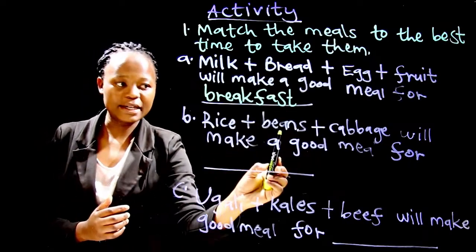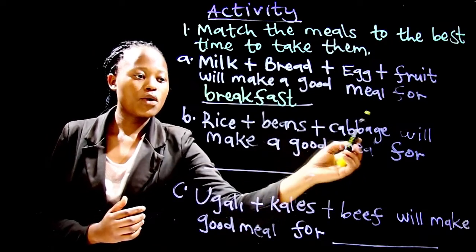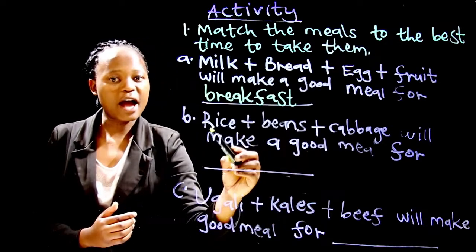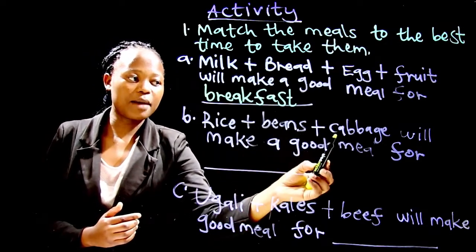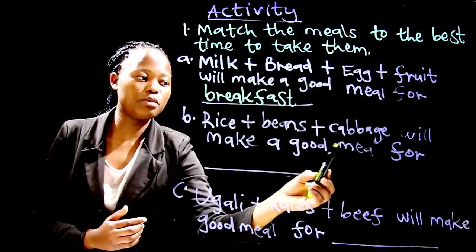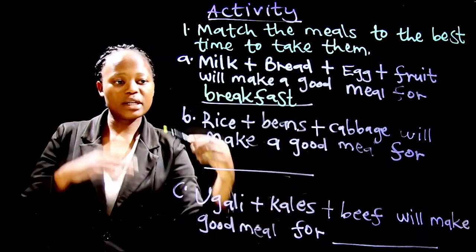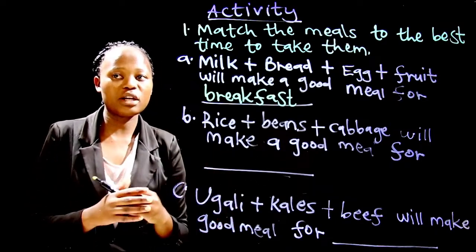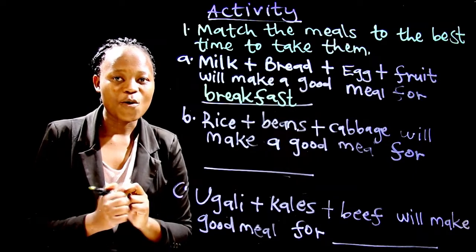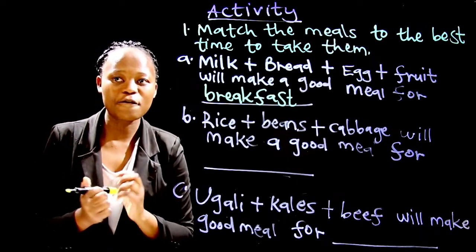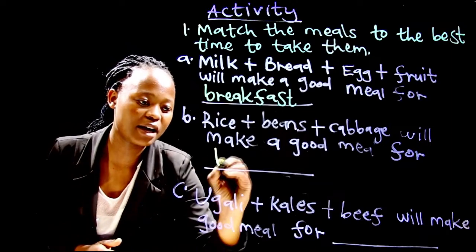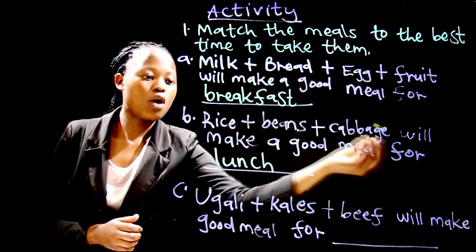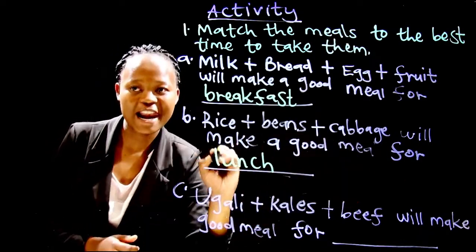Rice plus beans plus cabbage will make a good meal for dash. So when we take rice, beans and cabbage, it will be a good meal for? Yes? Good. It is a good meal for lunch. So you come here and write lunch. Rice plus beans plus cabbage will make a good meal for lunch.